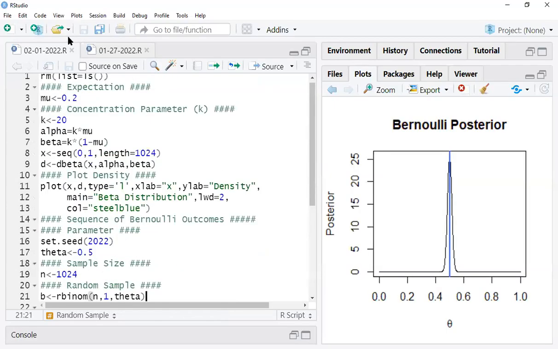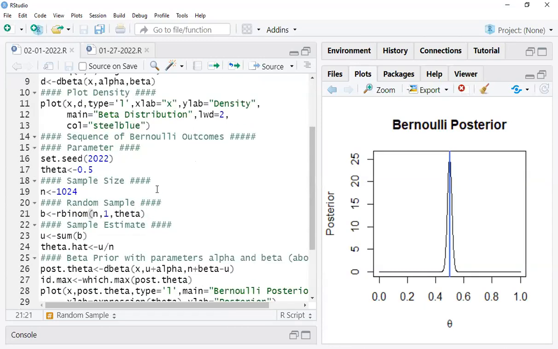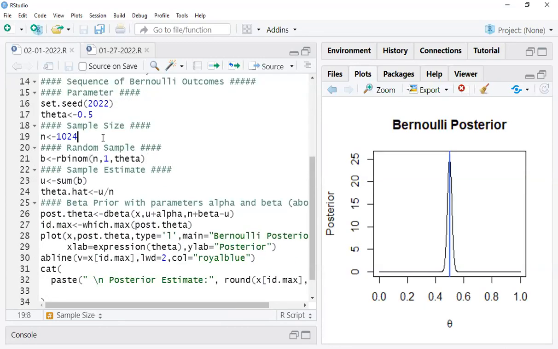So, previous case, theta is 0.5, sample size we set at 1024. We select a random sample of size 1024. Posterior derivation, we did the posterior distribution for theta, we did the derivation, and that's what we have. And sample size is quite large. So let's reduce it to maybe 25.